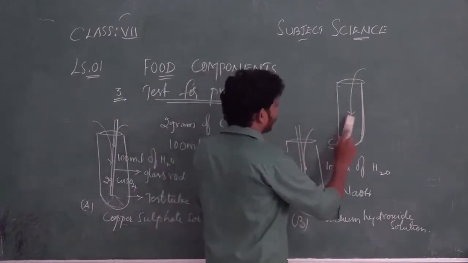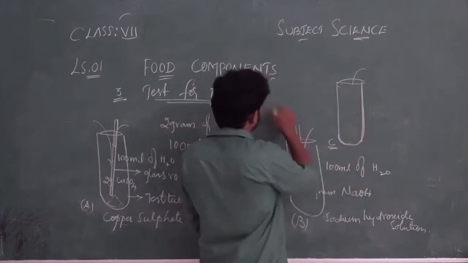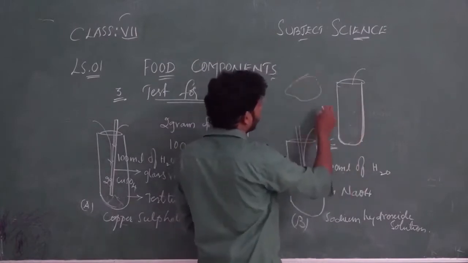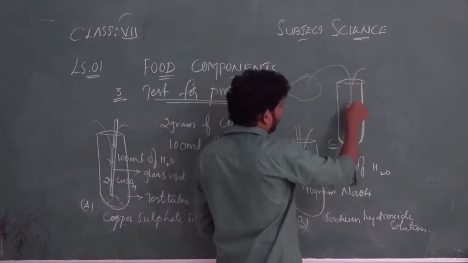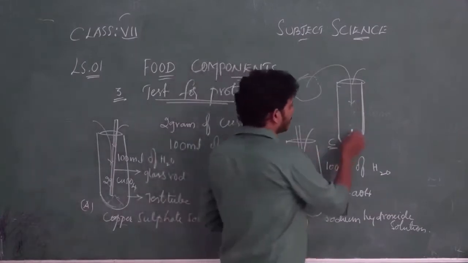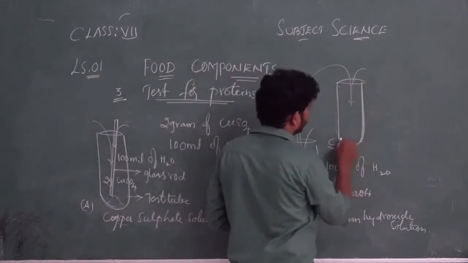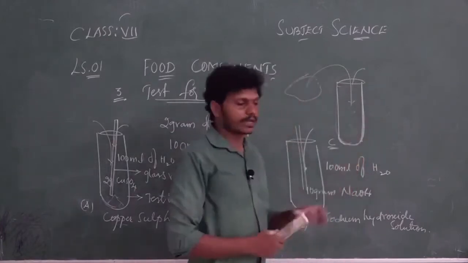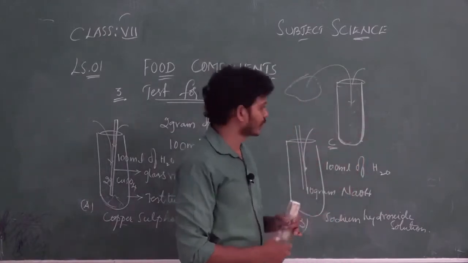This is the powdery substance that you have made, and it is added into the test tube. Make this into a solution. Convert it into a solution by adding some water to this.